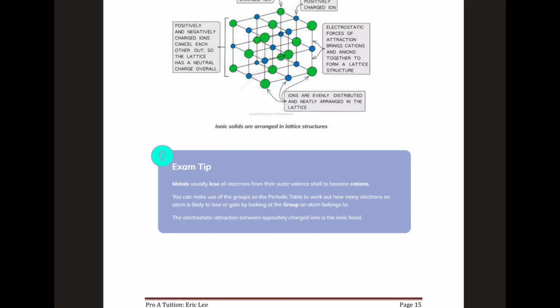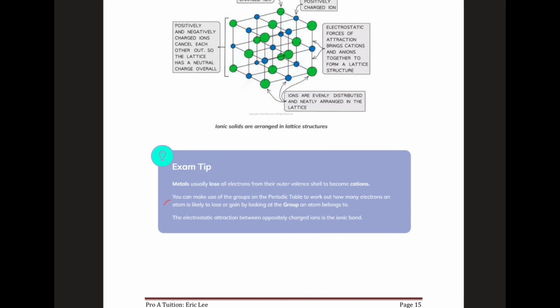Okay, so what is important in exam? Let's see here. Metals usually lose electrons. You see they use "usually". So from their outer valence shell to become cations. Okay, so it is not metal that form cation all the time. So ammonium can form cation as well. So you can make use of the groups on the periodic table to work out how many electrons an atom is likely to lose.